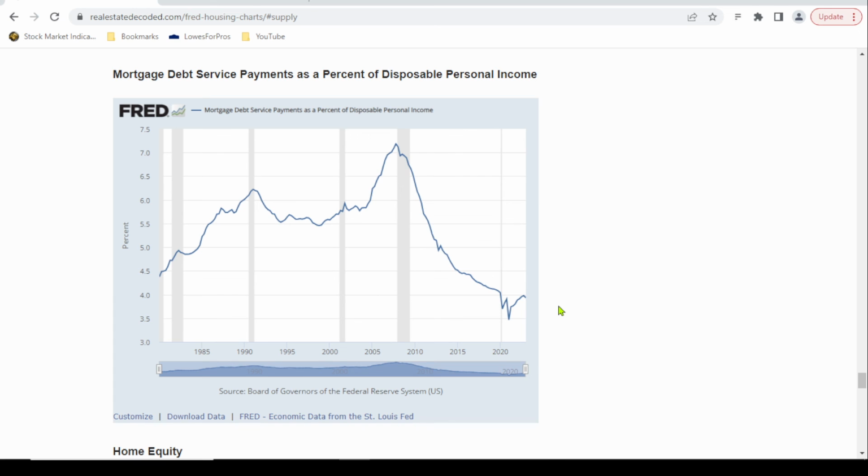And this next chart is similar to the previous one, but it's only looking at mortgage debt service payments as a percentage of disposable personal income. So the previous chart was looking at all debt. This is just mortgage debt. And again, we can see that the consumer or homeowners are in a great position financially compared to previous decades.